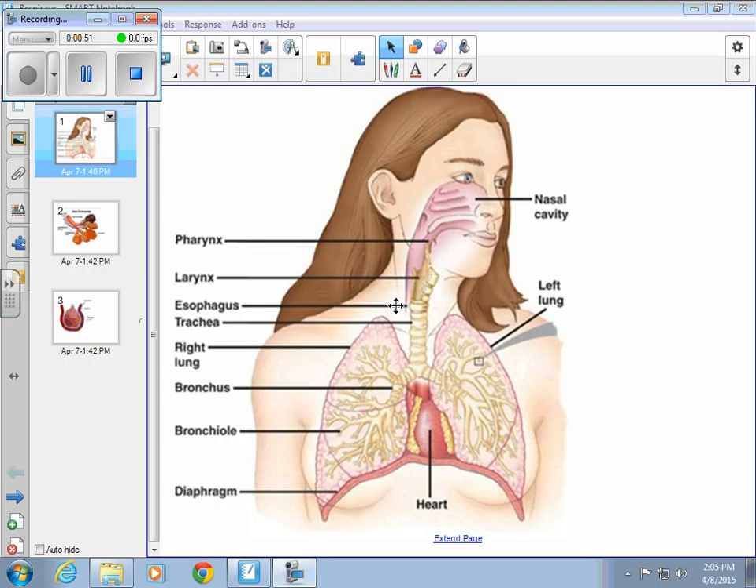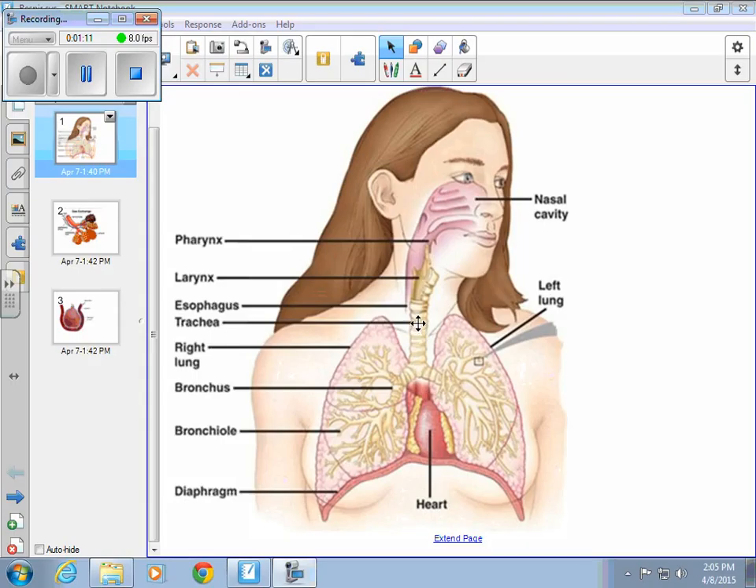The esophagus is labeled in this picture, hard to see in the one in your packet, but the esophagus is not part of the respiratory system. It's part of the digestive system, so please don't confuse that. It's not part of this system. From the larynx, air that is inhaled would travel through the trachea.